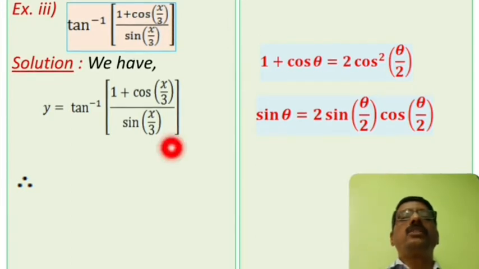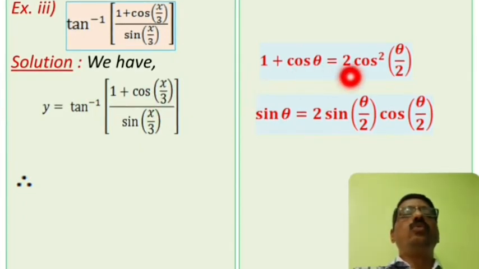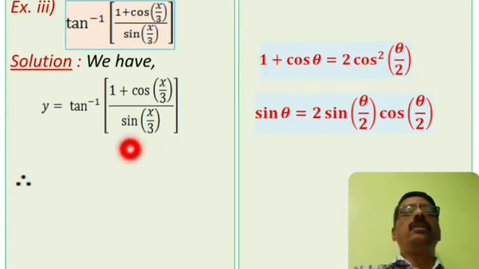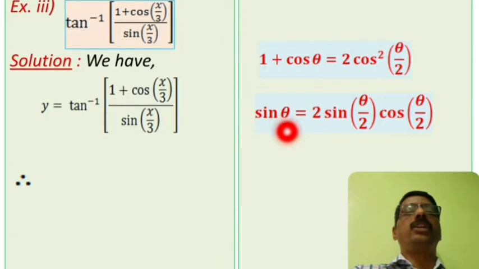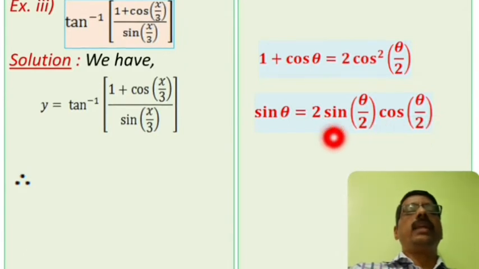Here in the first formula, 1 plus cos of theta with theta equal to x by 3, therefore in the numerator the function becomes 2 cos square x by 6. In the denominator sin of theta is x by 3, and therefore sin of x by 3 equal to 2 sin of x by 6 into cos of x by 6. Okay, that is the formula.